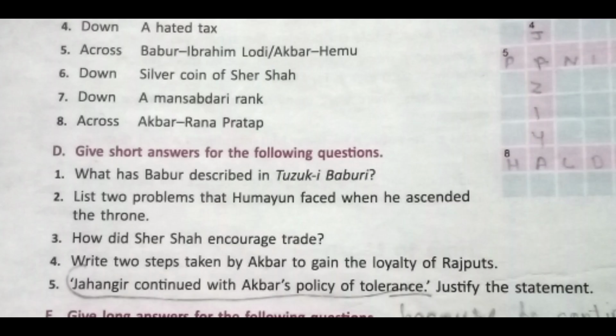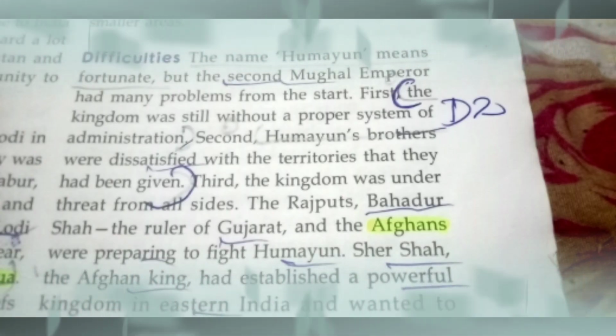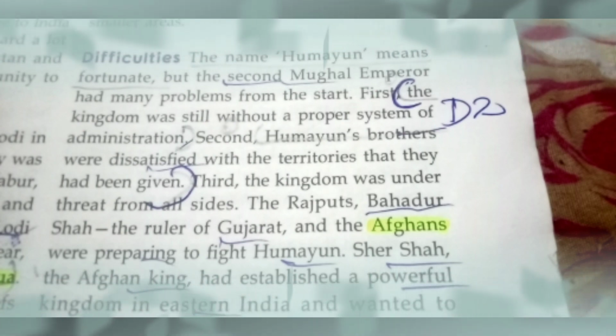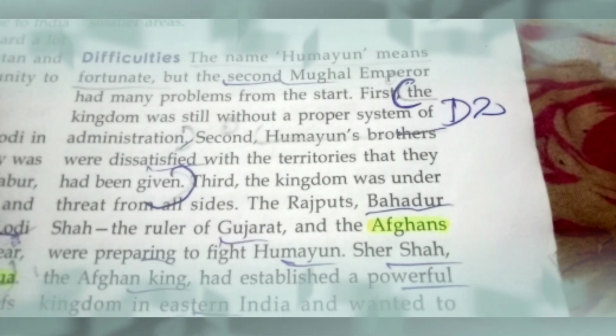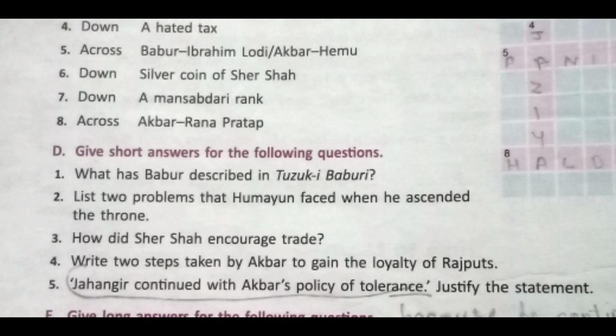Question number 2. List two problems that Humayun faced when he ascended the throne. Answer: the first problem faced by Humayun was that the kingdom was without a proper system of administration. Second was that Humayun's brothers were dissatisfied with the territories that they had been given. The answer is complete.